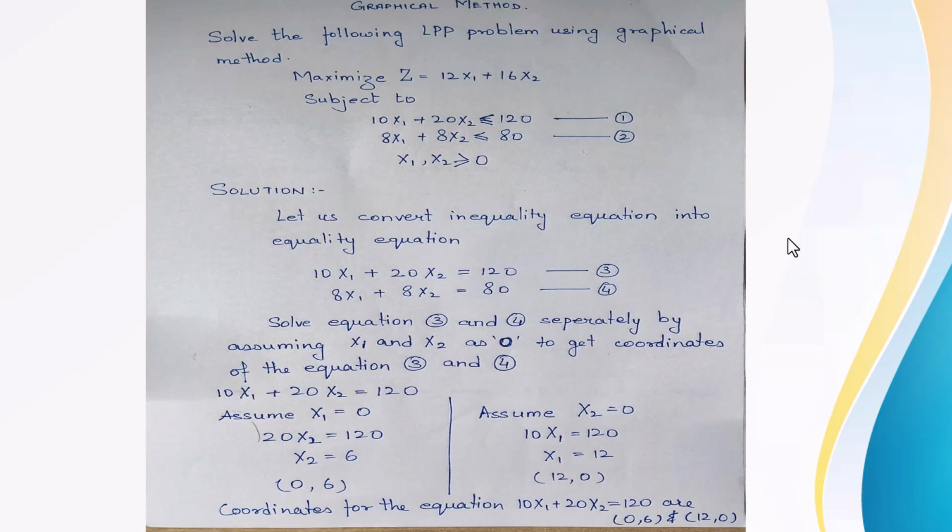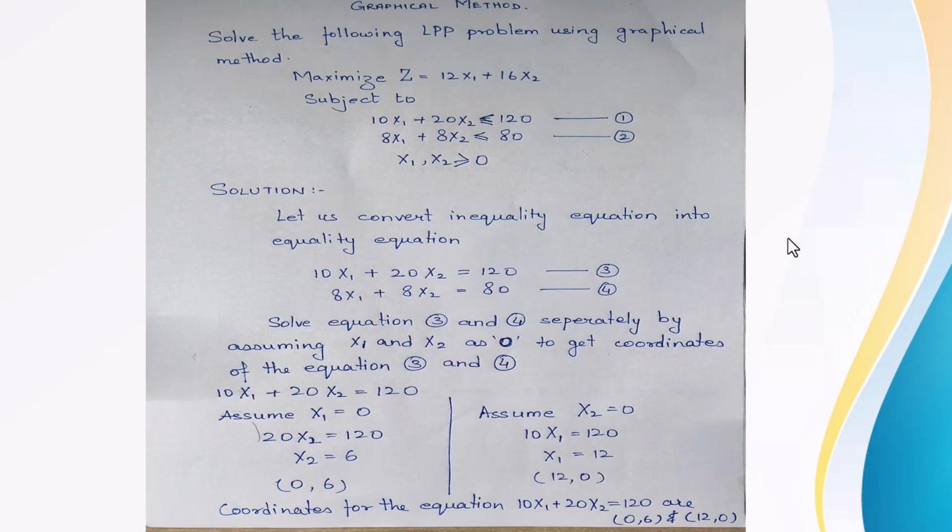So first let's solve equation 3, that is 10x1 + 20x2 = 120. How we are going to solve this equation is we are going to assume each variable as 0. First we will assume x1 as 0 and find the value of x2, and then we will assume x2 as 0 and find the value of x1.